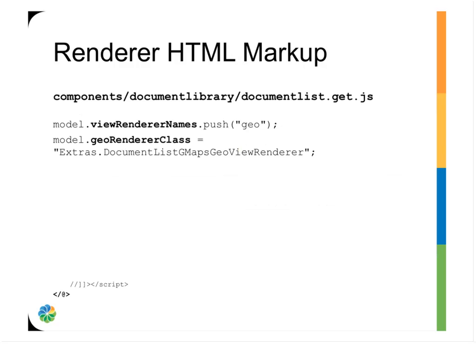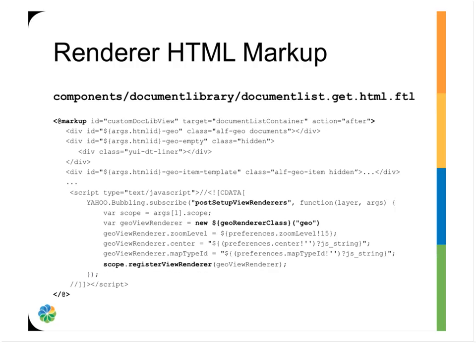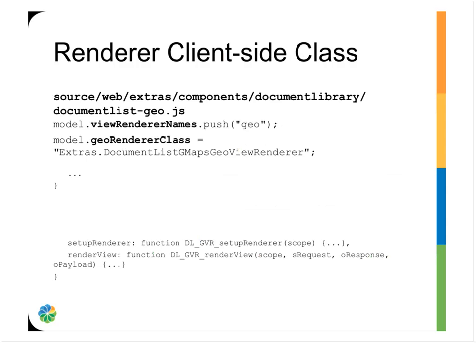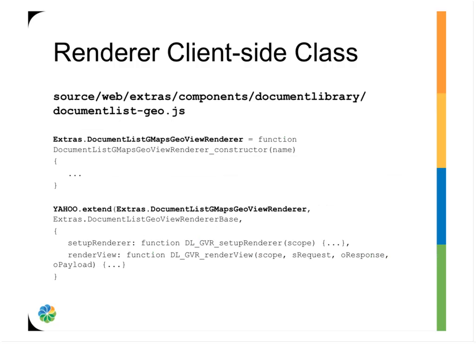And if I just go back to the FreeMarker in the previous file for a minute, you see the second to last bit in bold on the slide here, where it says new GeoRenderer Class, is where it's using that variable that's being set in the JavaScript controller. So you'll see why I've made that a variable in the JavaScript controller in a minute. I don't have to for this specific part. I could have just put that string, extras.document.list gmaps geoview renderer, that's a mouthful, directly in the FreeMarker code itself if I'd wanted to. Then the client-side class itself.